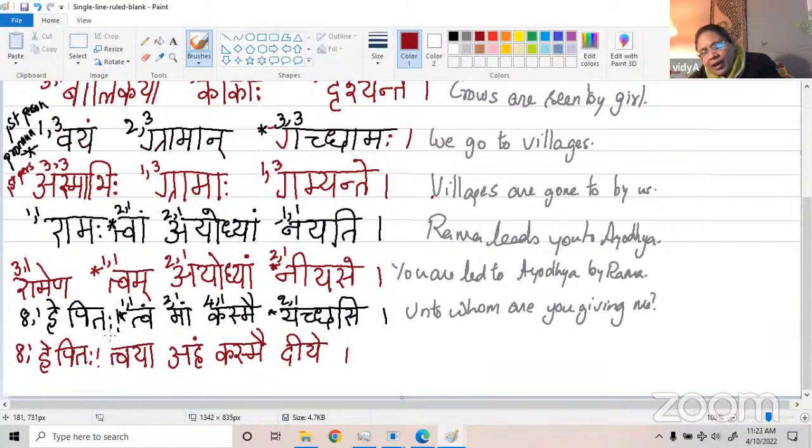So he pitaha, tvaya is tritiya vibhakti, third case, singular. Aham is first case, singular. Kasmai is fourth case, singular. Diye is first person, so third row, ekavachanam. Tvaya aham kasmai diye. So in the case of tvam yachasi, the relationship is between the tvam and the yachasi. In the case of karmani prayogaha, aham and diye is the relationship. So unto whom am I given by you?